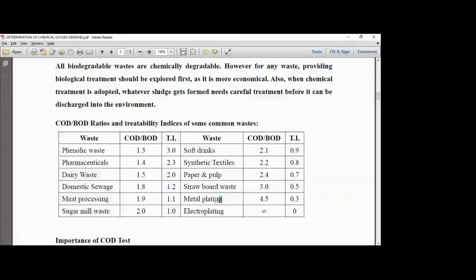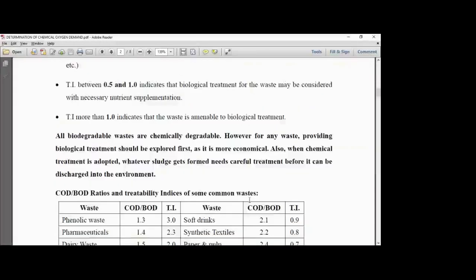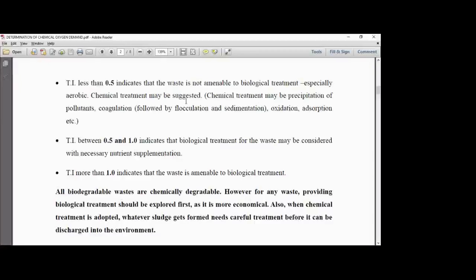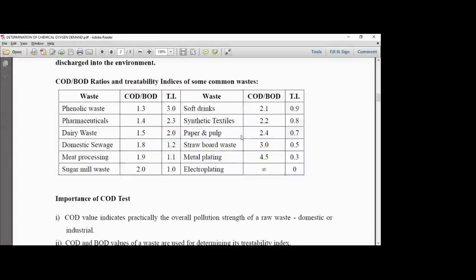Now you particularly see the metal plating industry. Metal plating industry, you see it is 0.3. So when it is 0.3, what will we have to go for? It is no less than 0.5. So in the metal plating industry, there is no option other than chemical treatment.